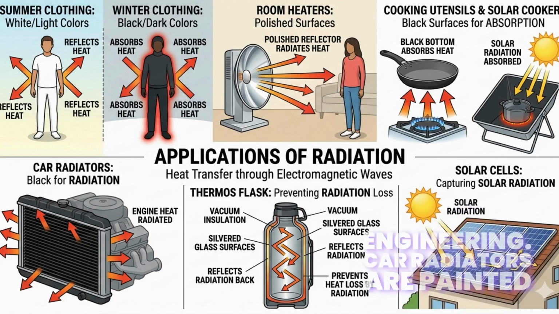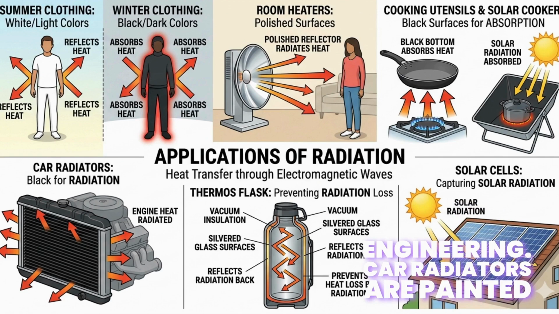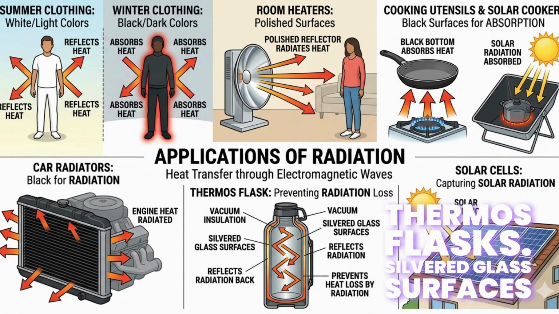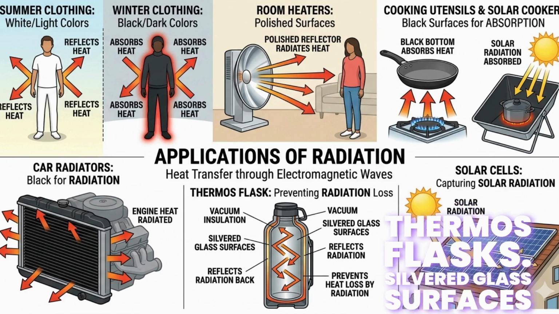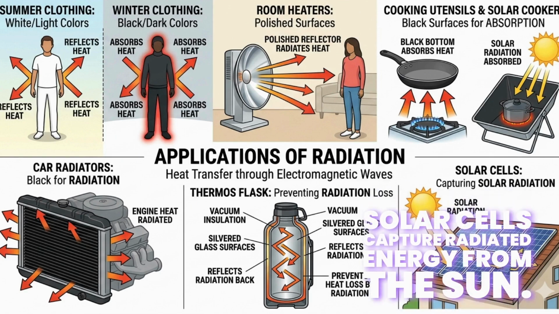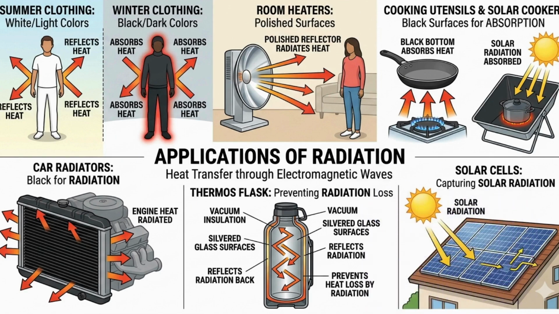Engineering. Car radiators are painted black for efficient cooling through radiation. Thermos flasks, sealed with glass surfaces, minimize heat loss by reflecting radiation back. Energy. Solar cells capture radiated energy from the sun.